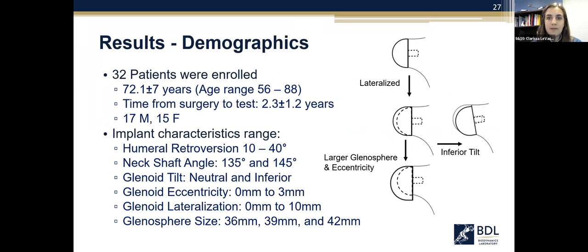17 male and 15 female participants with an average age of 72 were tested around 2 years after surgery, and participants had a variety of implant characteristics as seen here.